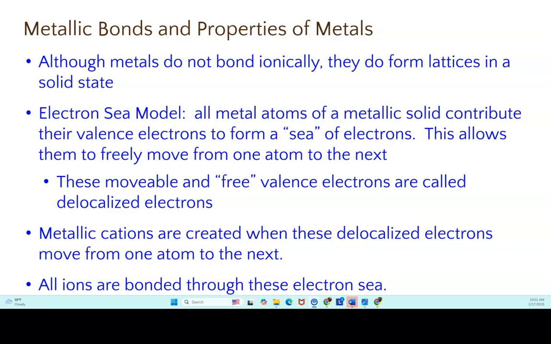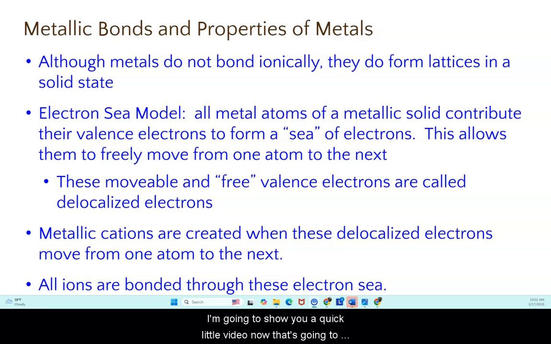Basically, the sea flows through the metallic bond, so it's switching from positive to negative. So at any one time, it will be positive or negative, and that's what holds it together. And these electrons flow freely, and they're called delocalized electrons. Metallic cations are created when these delocalized electrons move from one atom to the next, and all the ions are bonded through this electron sea model.